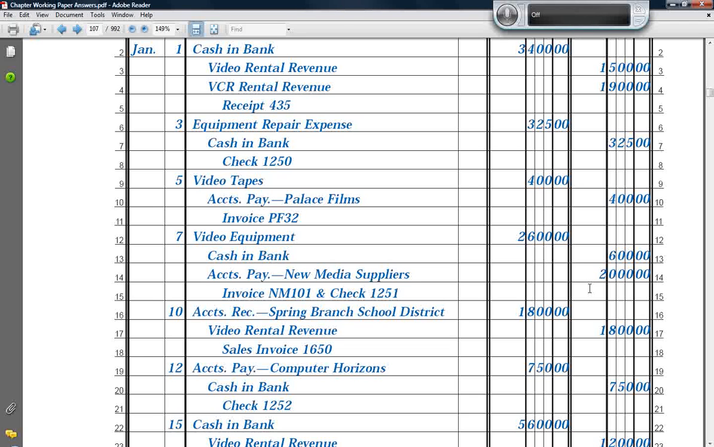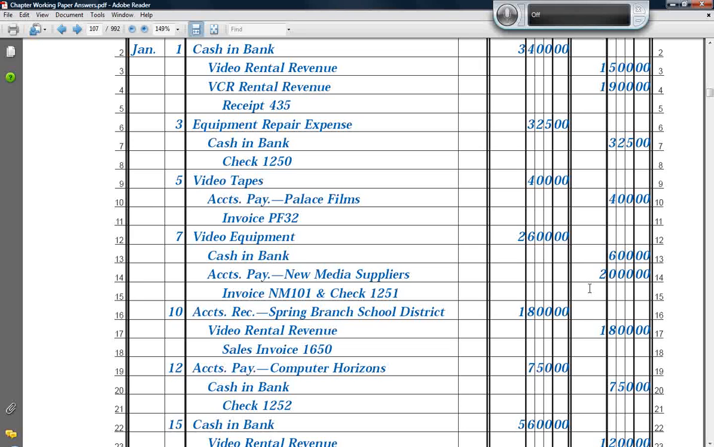On the 3rd, we wrote check 1250 for $325 of equipment repairs. So we have an expense. We know expenses have normal debit balances. It increased that expense, so we debit equipment repair expense $325. Crediting cash and bank, we wrote a check, decreasing cash and bank $325. Check 1250 is our source document.